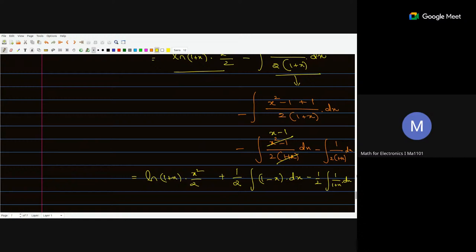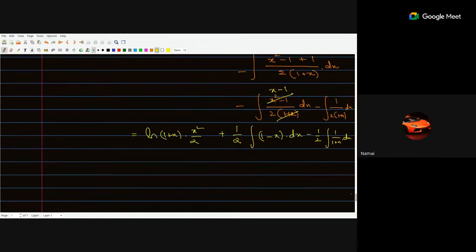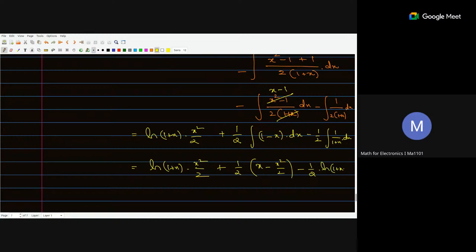And what do you think integral 1 by 1 plus x dx will be? Log of 1 plus x, ln 1 plus x. If you guys are confused, use substitution again, u as 1 plus x. You will just get ln 1 plus x back. So now this is ln 1 plus x into x square by 2 plus this is half. If I integrate this, I will get x minus x square by 2, correct, minus half ln 1 plus x, and there will be finally a constant b.